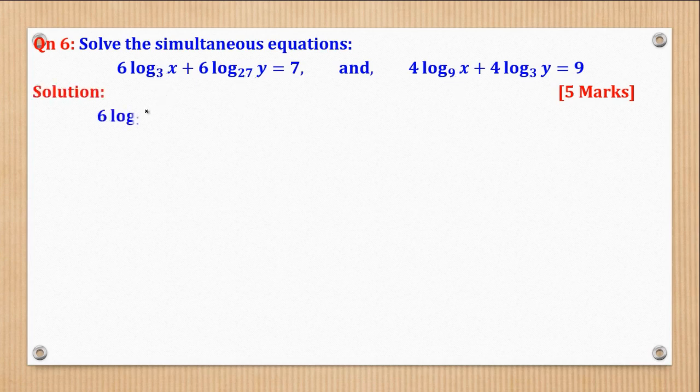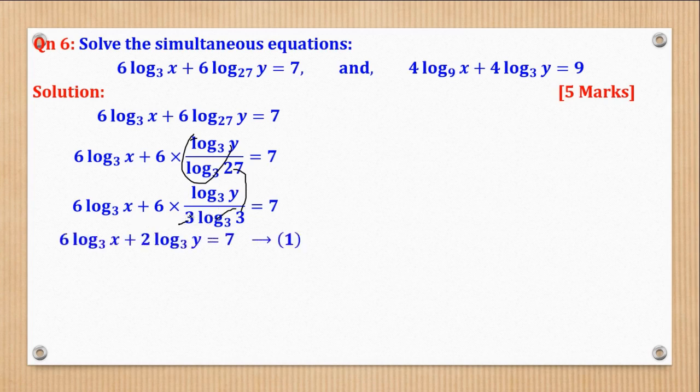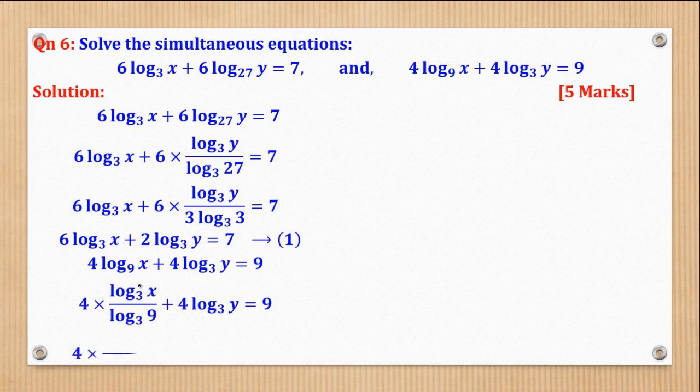So we have to convert the rest to base 3. Let's start with the first equation. Convert this base 27 to base 3 in this form, then simplify. 27 is the same as 3 to power 3. That's why you're saying here 3 log base 3 of 3. Then this becomes 1, and this with this remain with 2. That's why you see 2 here. So that gives you equation 1, all in base 3. Then go to equation 2. In equation 2, again change base 9 to base 3 and simplify to get equation 2.